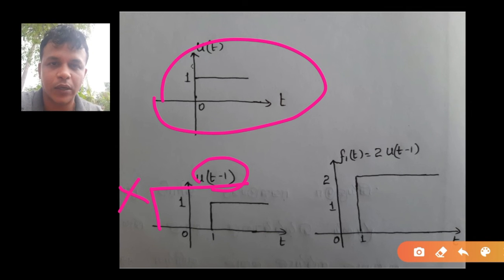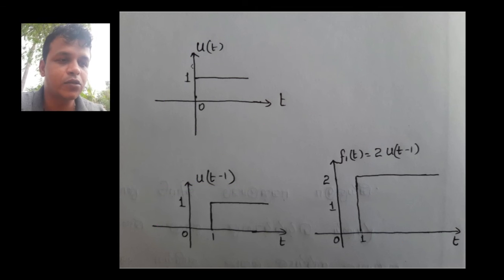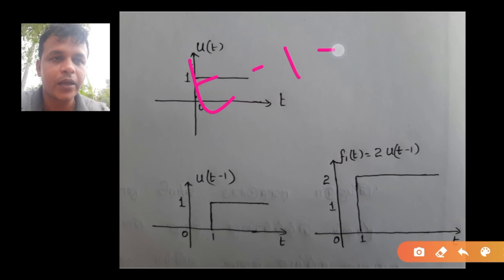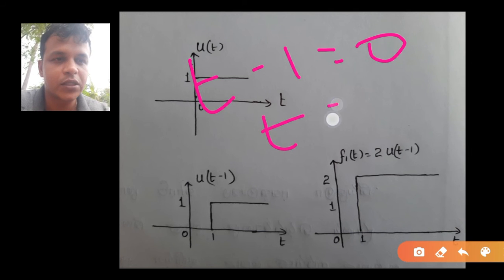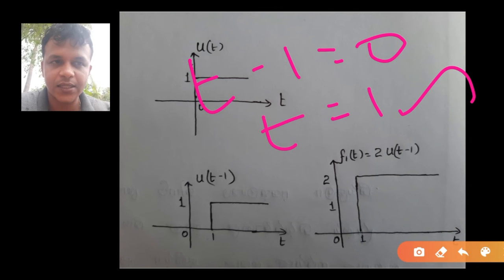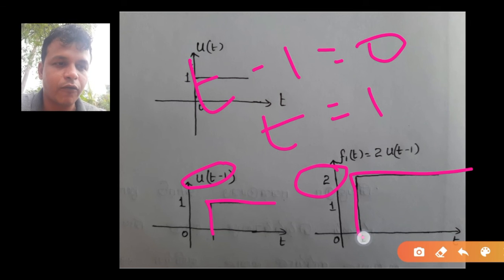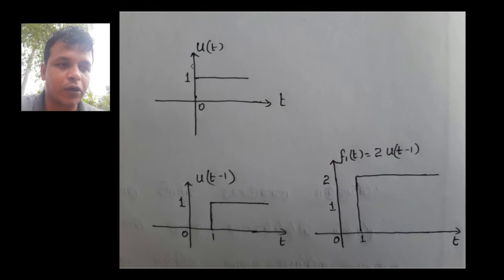Here, t minus 1 means we have to delay it. Otherwise, to avoid confusion, we can equate it to 0. So t minus 1 equal to 0 means t equal to 1, which means we have to start the signal at t equal to 1. Okay, in this manner we can write u of t minus 1. After that we are going to weight this signal by a factor of 2. So that becomes 2 into u of t minus 1, which has an amplitude of 2 from t equal to 1 to infinity.